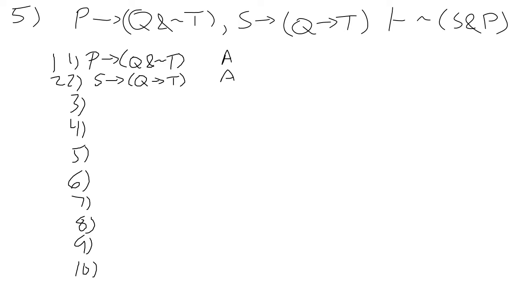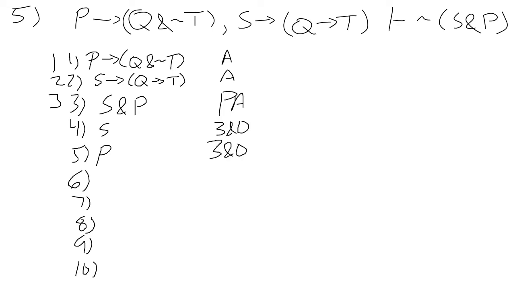So here on 5, the main operator in our conclusion is a tilde. So we're going to assume the opposite of the conclusion, which is just S and P as a PA. And we'll look to prove a contradiction. We can break this up using our and out on 3.